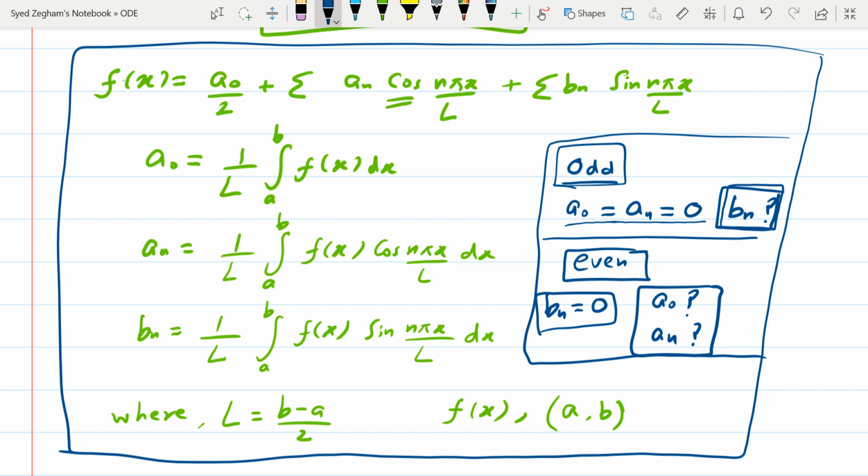So now let us take a simple question and try to understand how we find the Fourier series of odd functions.